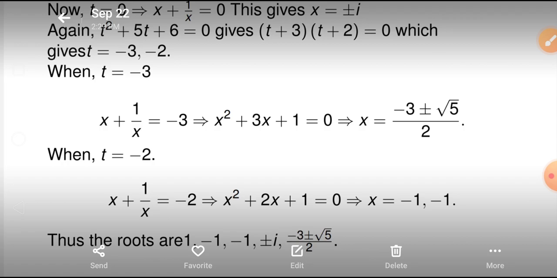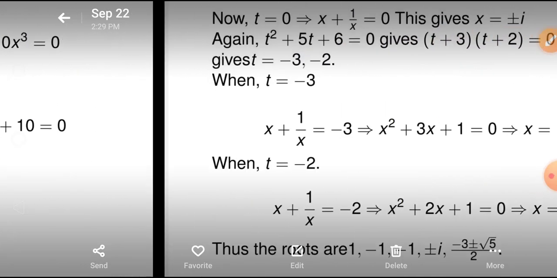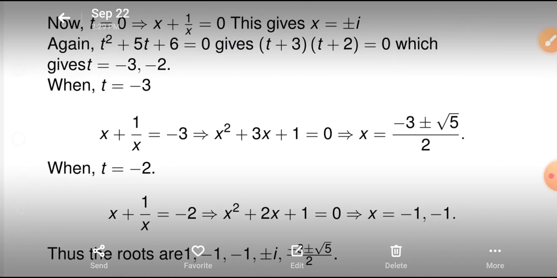But instead of t, we have to replace x plus 1 by x. So when you take the LCM and take the cross multiplication, we get x square plus 3x plus 1 equal to 0. This is a quadratic equation. When we solve this, we have x equal to minus 3 plus or minus root 5 divided by 2.